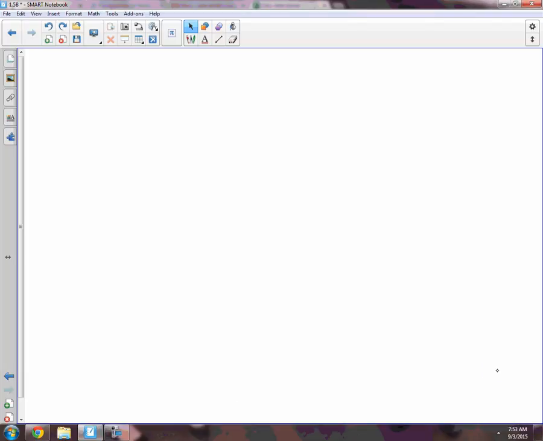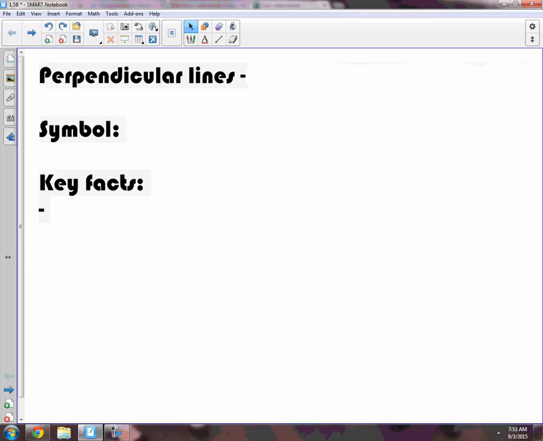To 1-5 that we're going to talk about. And that is the topic of perpendicular lines. So we're just going to add this on to 1-5. Talk just a little bit about perpendicular lines.